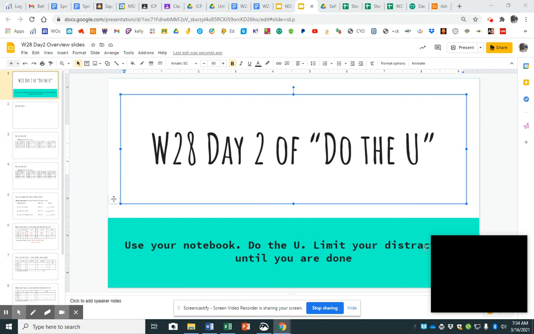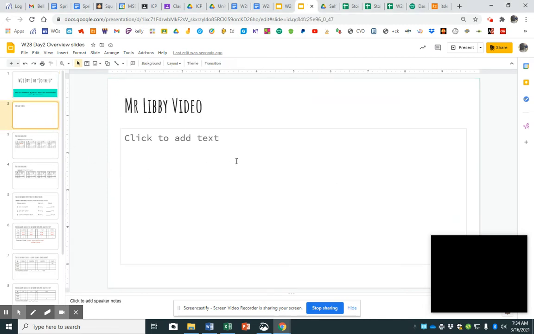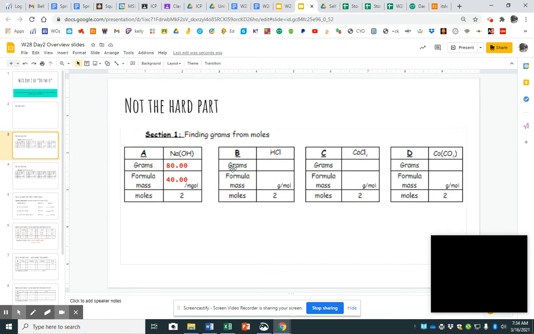This is stoichiometry. This is the holy grail. This is what we've been aiming for all year, and it's what we're going to use for the rest of the school year. So please use your notebook. Do the U. You have your page 8, which has how to do the U. So these are the slides that are in Google Classroom and their stream. The video that I'm making right now will get put here.